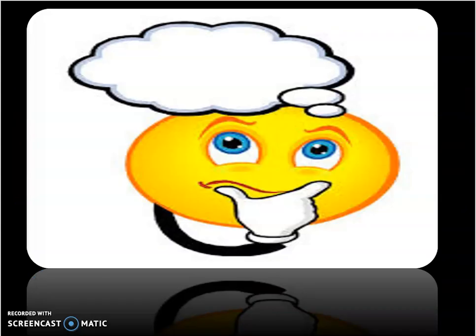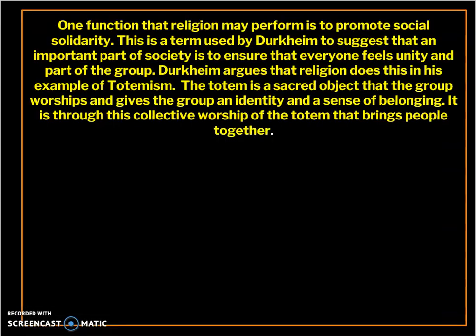So what will the structure of the answer look like? Once again, we'll look at an example answer so we can identify the 2 parts of the question and show application and any AO3 analysis. You're going to start off with part A of the question, which is asking you for the function that religion may perform. So we're going to start off by writing that sentence out. One function that religion may perform is to promote social solidarity. And then you're going to explain what that means.